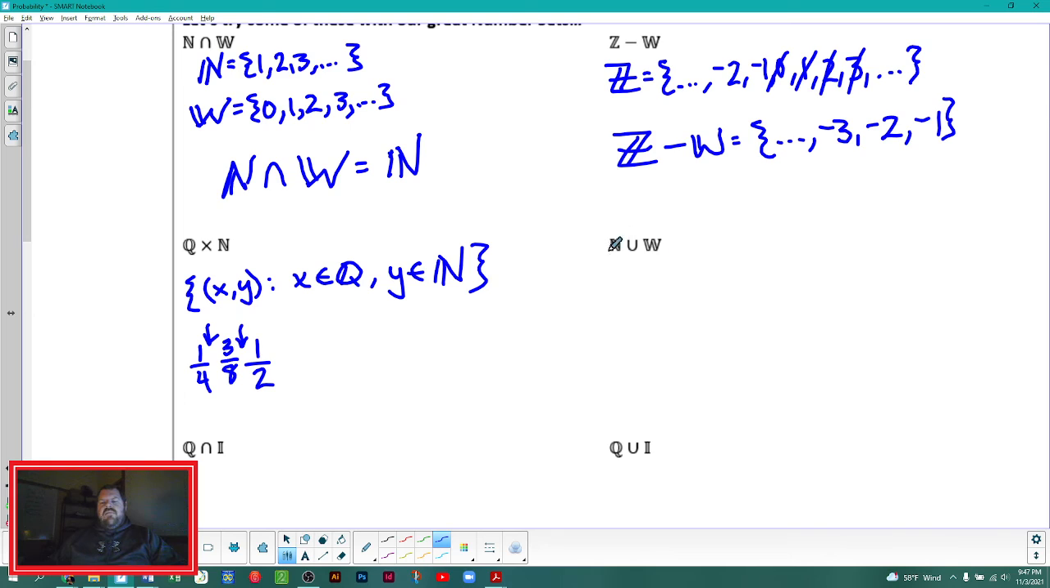Next one, I have the natural numbers union the whole numbers. So I have these two sort of merged together, and it shouldn't take you too much to see that that's just going to end up being the whole numbers. If I take 1, 2, 3, and so on, and 0, 1, 2, 3, and so on, and I combine those together, I'm going to get the whole numbers.